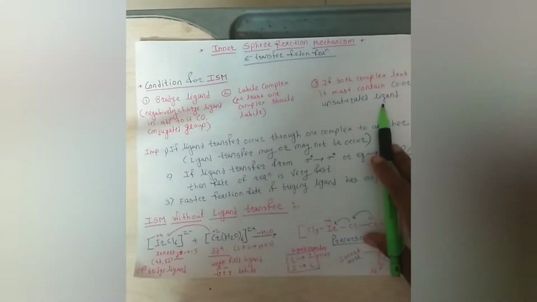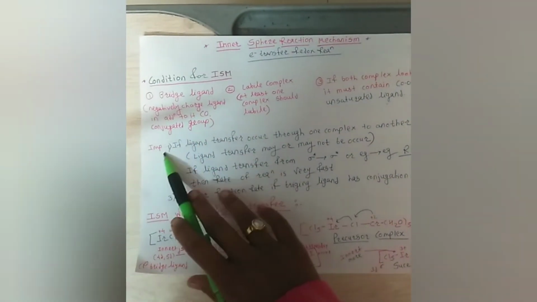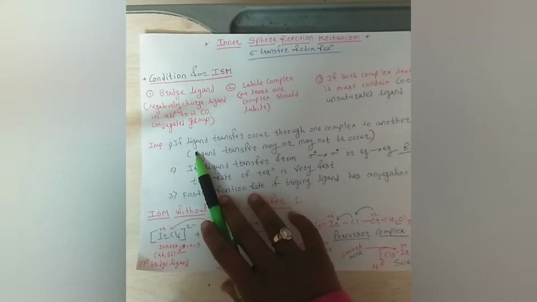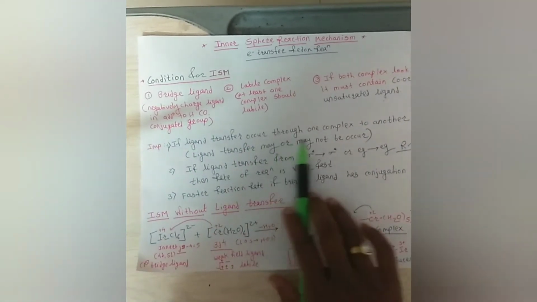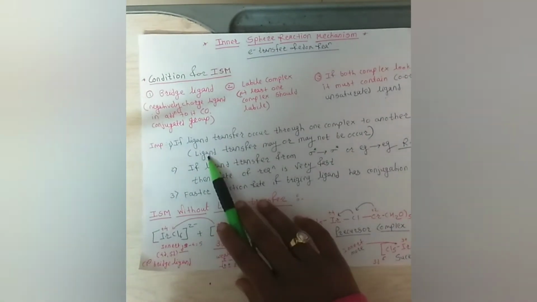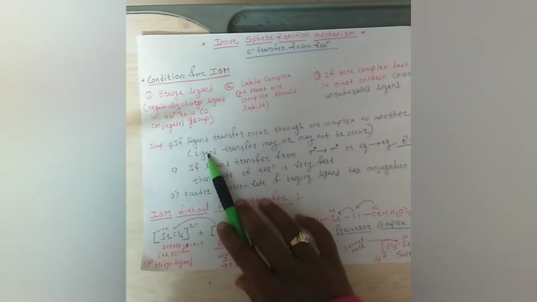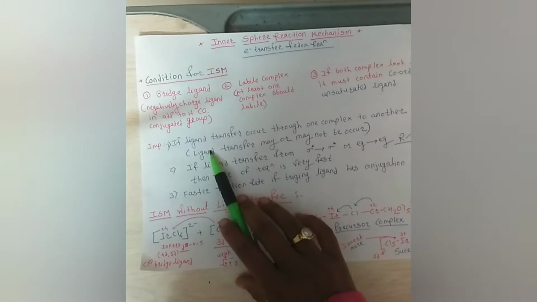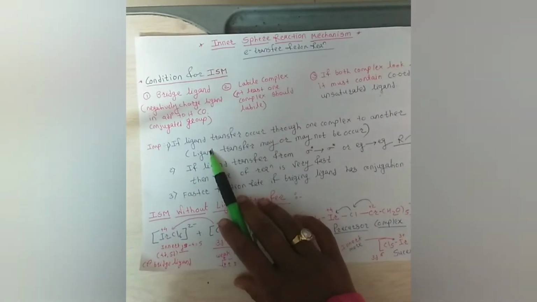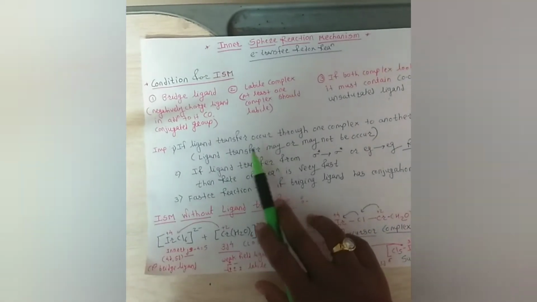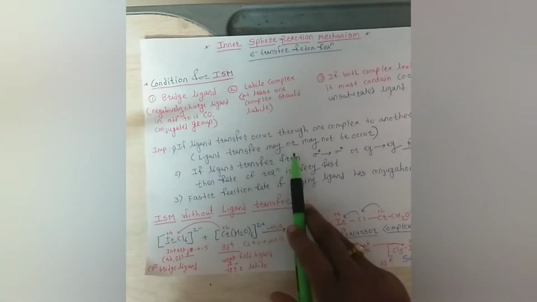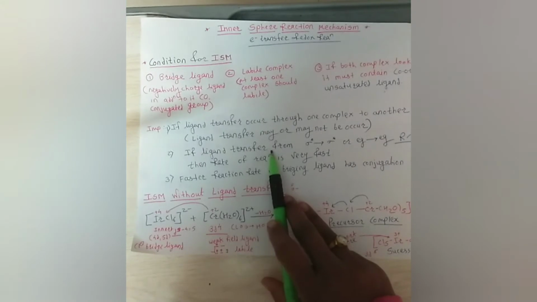Okay, so the important step involved in the inner sphere reaction mechanism is whether ligand transfer occurs from one complex to another. Generally in this case, the ligand of one complex is transferred from one complex to another complex. This transfer of ligand may or may not occur in some conditions.